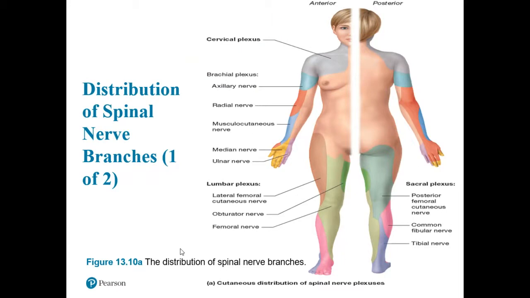Okay, so here it is. So now what I'm showing here is the distribution of the locations of the body that are controlled by the nerves that we just described. For example, the cervical plexus, right, controls mostly shoulder and superior thoracic, right, as well as a bit of the arm here.